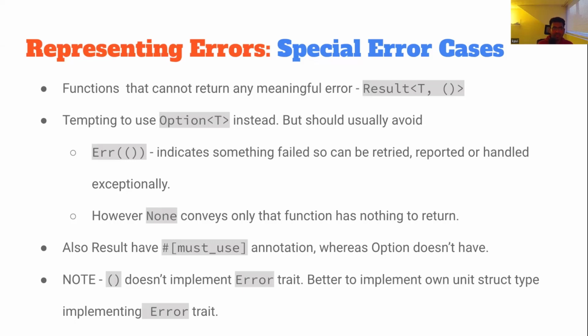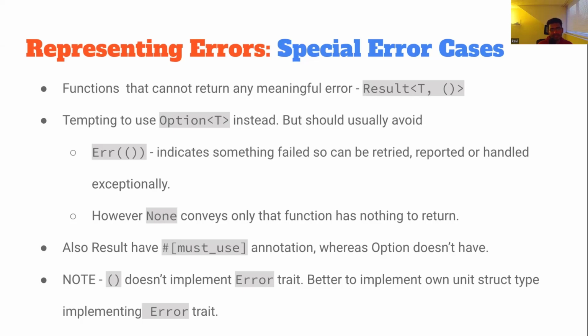The rationale being, the error means something bad happened, which means the client or the user of the API can retry, report it, log it, or handle it in a different way, like exceptionally. Whereas if you change that to Option and return None in those cases, it doesn't tell you that something bad happened. It just tells you the function has nothing to return. So both are conceptually different, and you shouldn't use Option in this particular case.